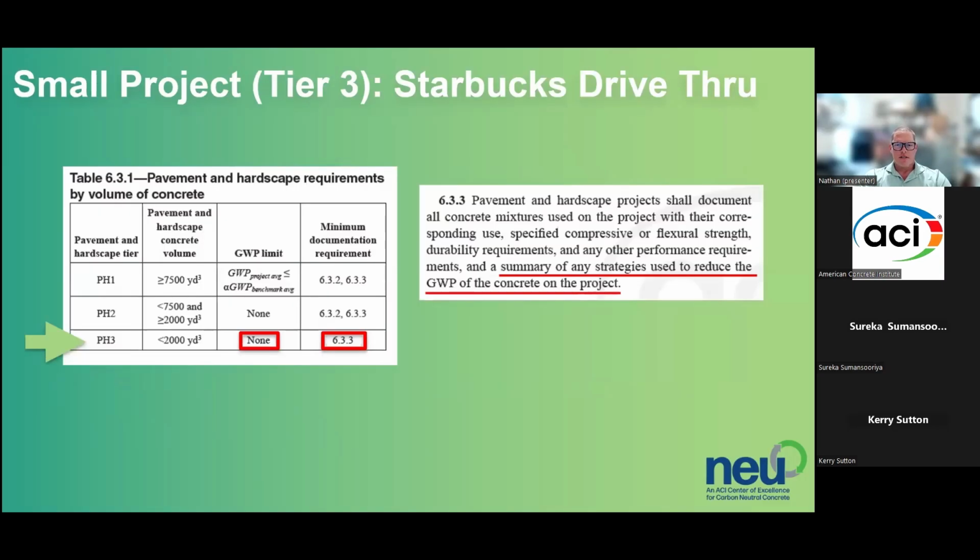So we said this project was 52 cubic yards. We look at table 6.3.1. We see, in fact, it is a tier 3 project. We have no GWP limits, and our documentation requirement is found in section 6.3.3 that you see on the right. Pavements and hardscapes, document concrete mixes, specify compressive strength, durability strength, other performance requirements, and a summary of any strategies used to reduce the GWP of the concrete on the project, a narrative.